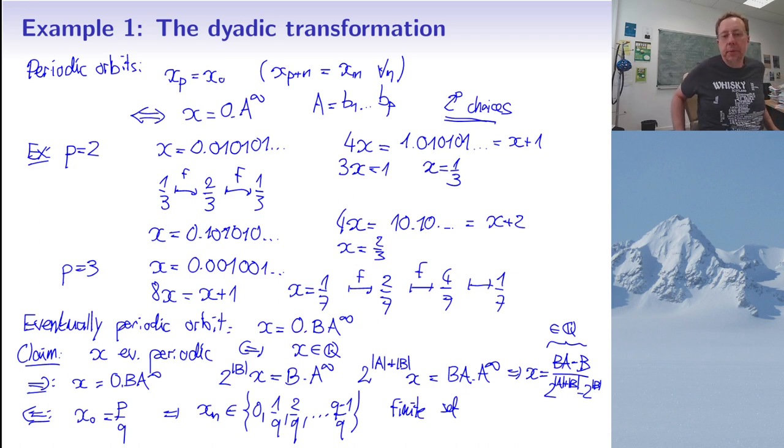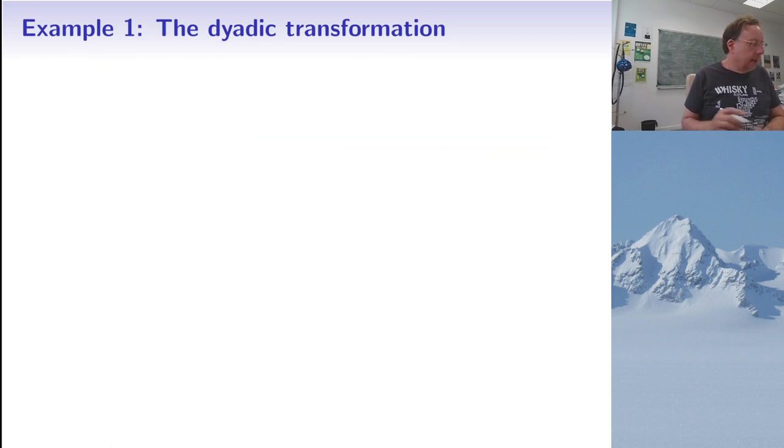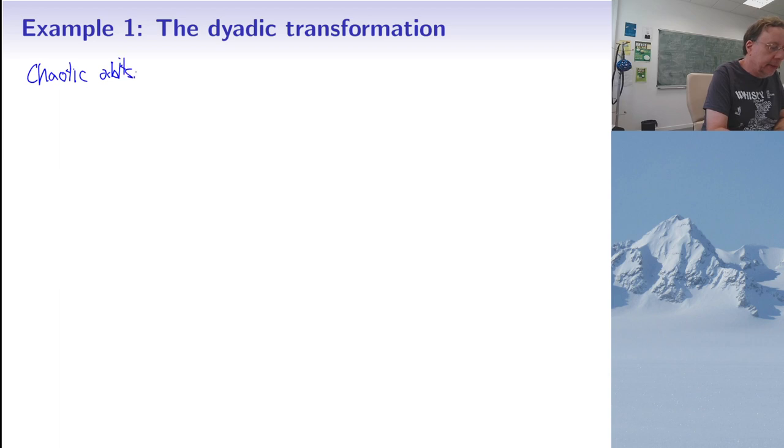So in this sense, these periodic orbits are rather exceptional, because if I start with just any number, as soon as it is irrational, I will not have a periodic behavior, and that is what we may call chaotic. Now, the behavior will depend a lot on the binary expansion. So chaotic orbits will be all with x naught in 0, 1, but without the rational, so all irrational numbers.